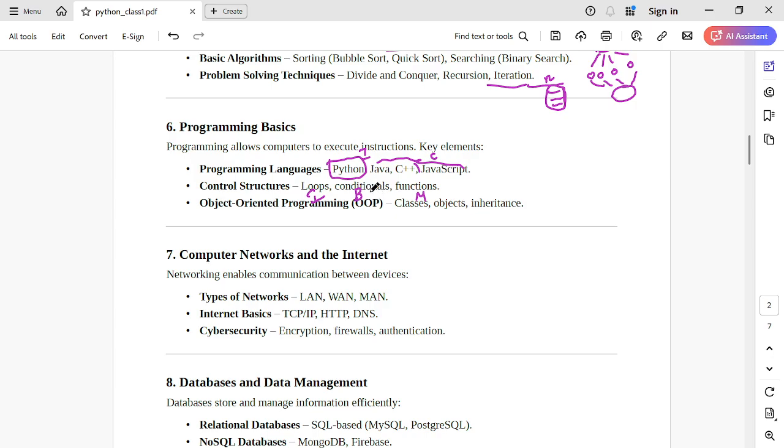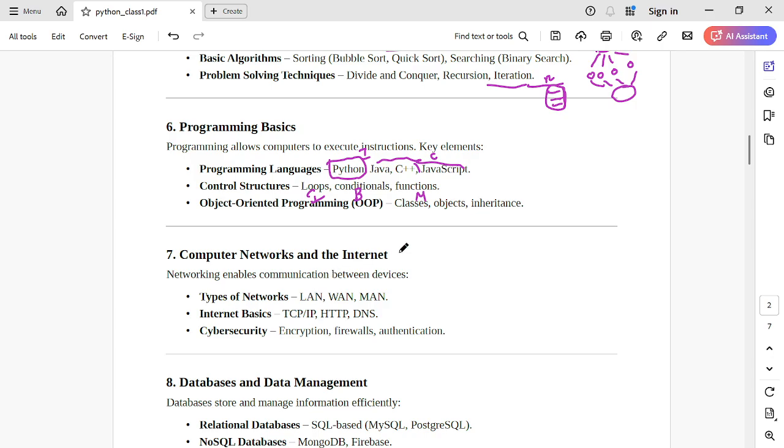So for a conditional statement, if the condition is true, it will execute some set of statements. If it is false, it will execute another set of statements. So that is what conditional statements are. And loops, as I said earlier, are similar to iteration. Until the condition is valid, it will keep on executing the statements inside the loop.